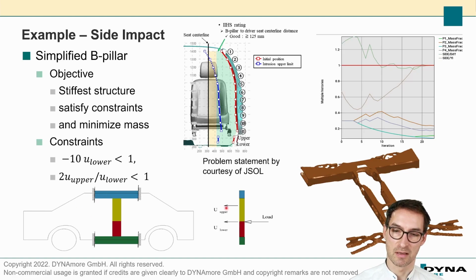So this is the initial design, some pretty broadly. This is our design space. And then LS-TaSC is computing the relative density. And this tells us where we can remove material, where we can add material. And this is how the structure then looks like at the end of the day.